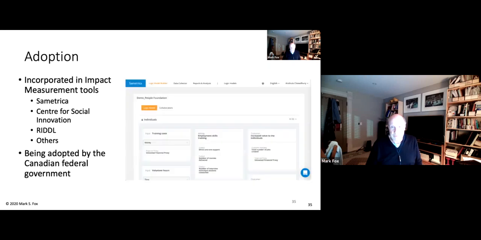Now, this is just an example of a screen dump from Symmetrica's tool for capturing inputs, activities, outputs, etc.